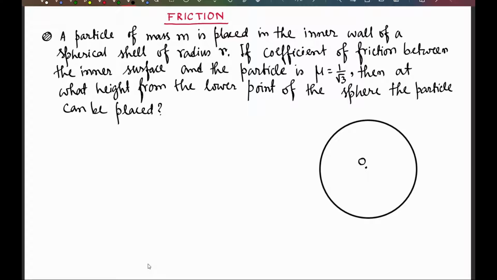A particle of mass m is placed at the inner wall of a spherical shell of radius r. The coefficient of friction between the inner surface and the particle is mu, which is given as equal to 1 by root 3. Then at what height from the lower point of the sphere can the particle be placed? Initially the particle is at the lower point. Suppose this point is A.